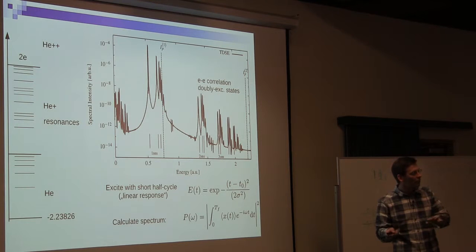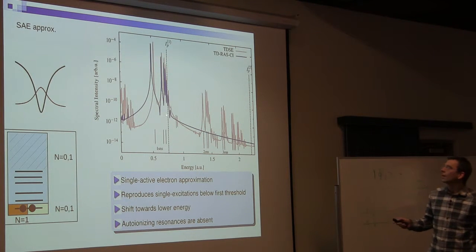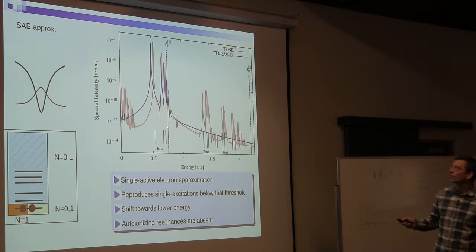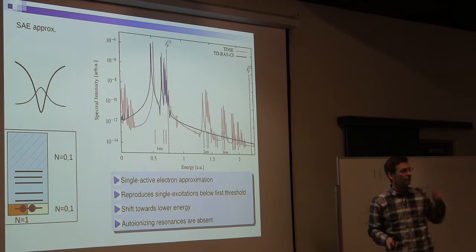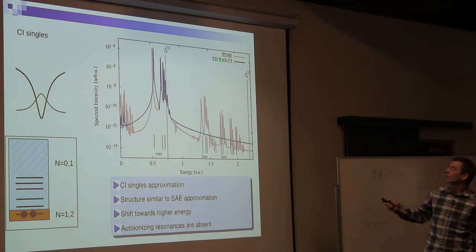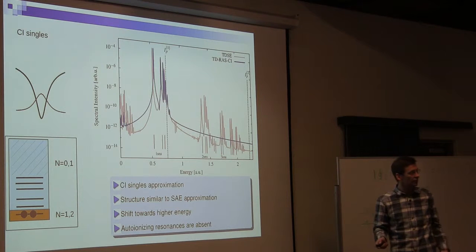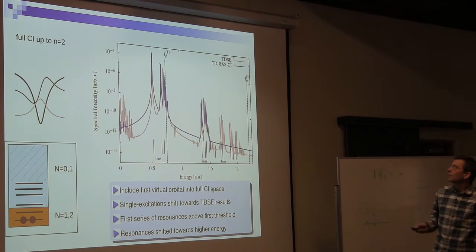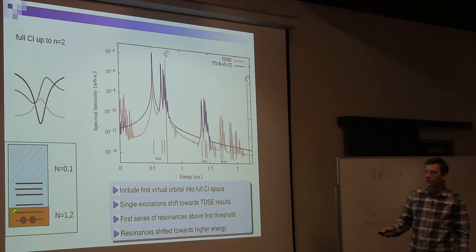Let's now see how this new theory competes with this. In this first one, I show you the single active electron approximation. It's pretty good at describing the excited states here. Of course, there's absolutely no way it can describe the doubly excited states, because I only have one electron out there. The same is true for this time-dependent configuration interaction singles, because I only allow one electron in the region. But then I can take, for example, include these two states in my active space.